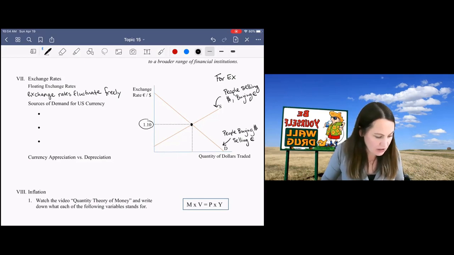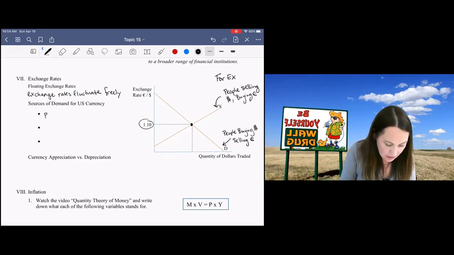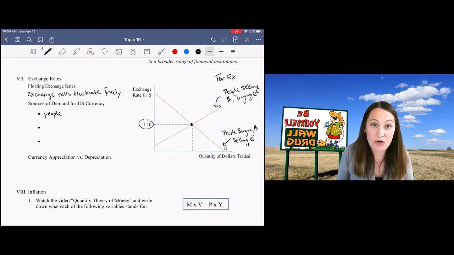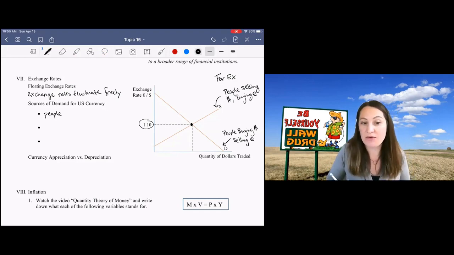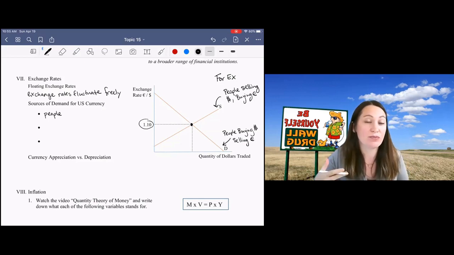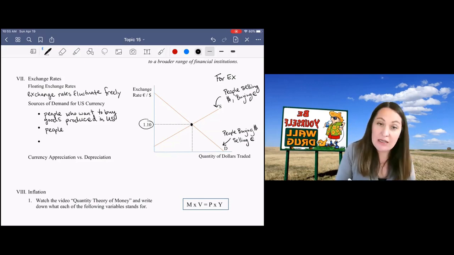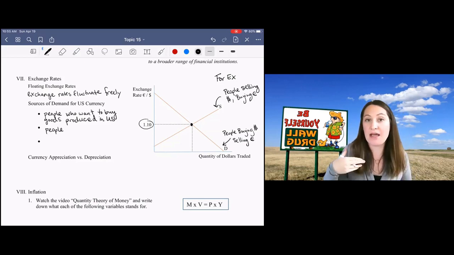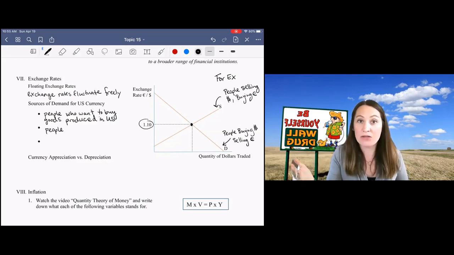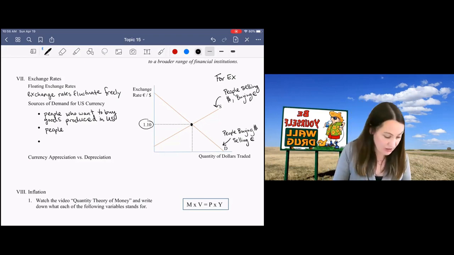So sources of demand for a currency are people who want to buy goods produced in that country. In this case, demand for dollars is going to be driven by people who want to buy goods produced in the United States, and people who want to invest in US companies. So say somebody who lives in China wants to buy stock in Apple. They first have to change yuan for dollars, and then they'll be able to purchase that stock, because the US stock will be sold in dollars.